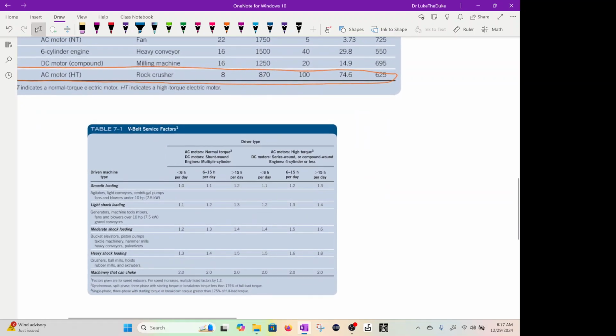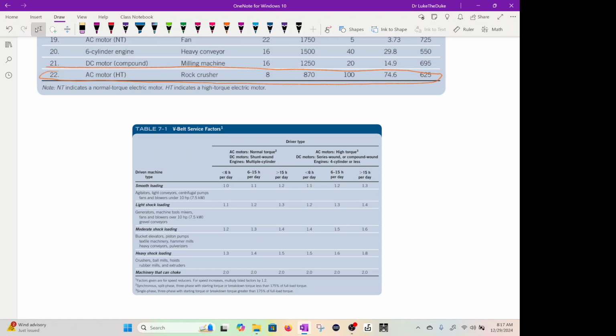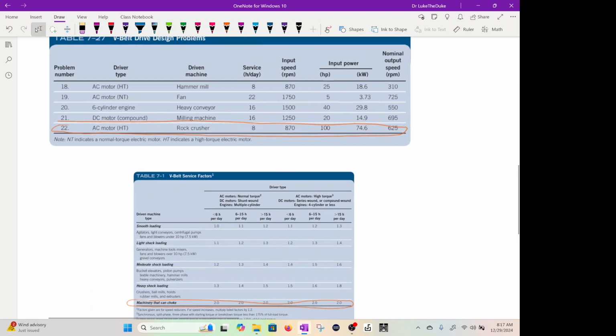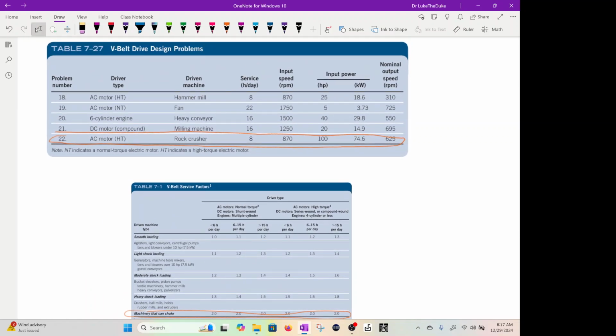So what you need to do is first look at this service factor. Typically the rock crusher, this could choke. So we're going to use a service factor of 2. So what does that mean? Well, in here, your input power is 100. So your design power is going to be 2 times that, 200 horsepower.